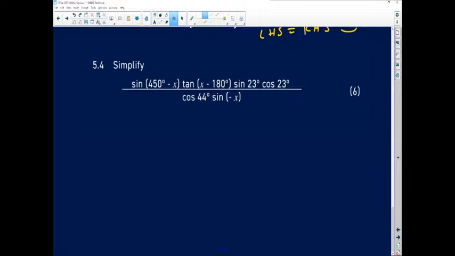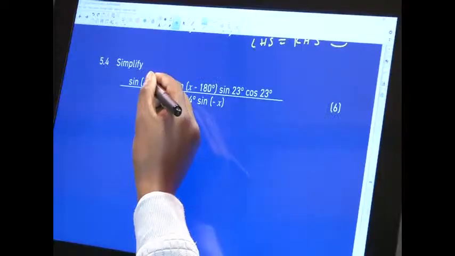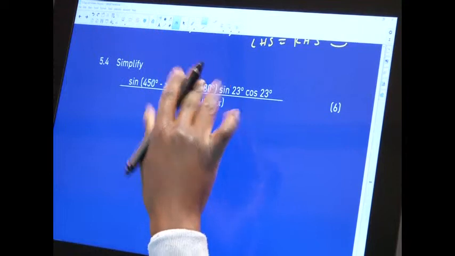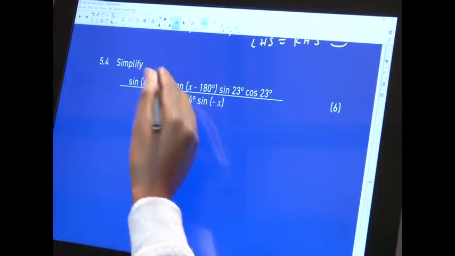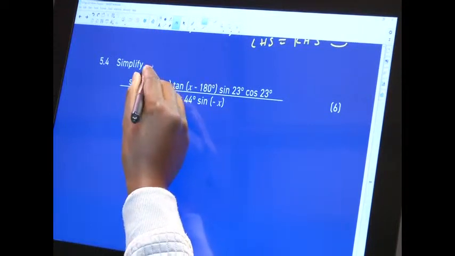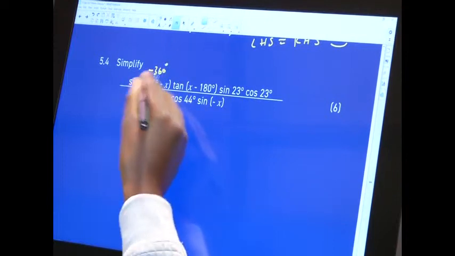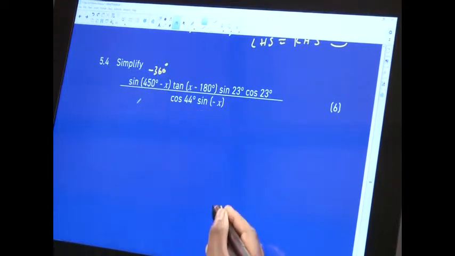The last question is asking us to simplify this. So we're going to simplify a reduction situation. Remember, when you're dealing with reduction formulas, you have to check the quadrants you're working in. But most importantly, if the examiner gives you a big number, such as 450, you need to decrease that. How do you deal with a number that is more than 360? You always subtract 360 degrees if the number is too much. What is too much? Any number more than 360.